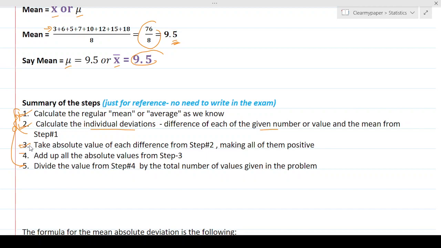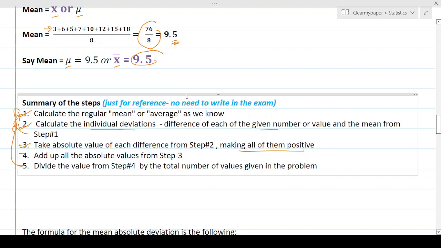Now step 3 is, like I discussed, we don't want to have negative values, because when we add up those numbers, it becomes 0. So we're just going to take the absolute values, we're just going to make all of them positive. Okay, that's your third step.